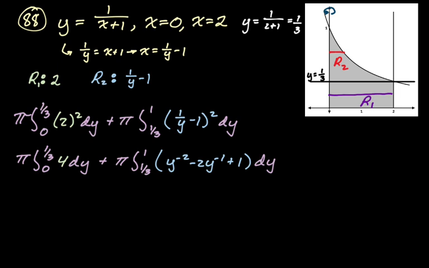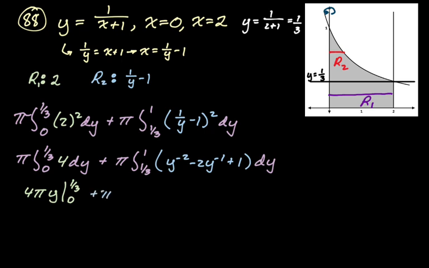When you expand this, you get 1 over y squared, which is y to the negative second, minus 2 over y, which is negative 2y to the negative first, which I kind of regret writing that way, because 2 over y is a little easier in your mind to integrate than 2y to the negative first, but we'll deal with it. And then plus 1. All right, we got to integrate. So you get 4 pi times y from 0 to 1/3, straightforward.